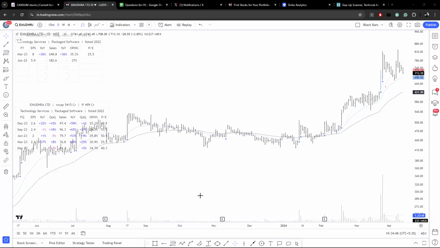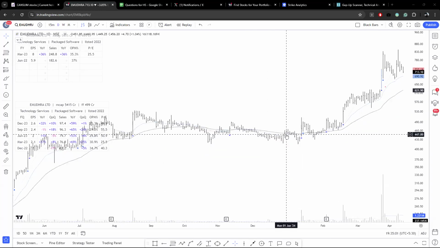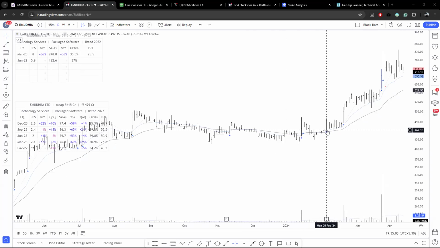So I have a basic question and it's pretty confusing. How critical are those big red towers during a base formation? Are they so critical that we should avoid the base? Because I was the one who wrote that question.